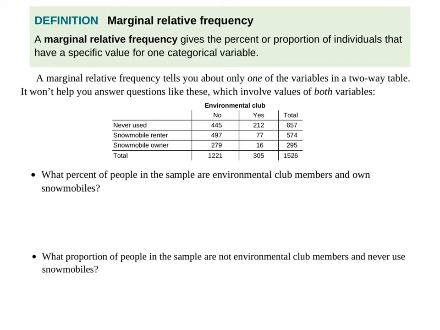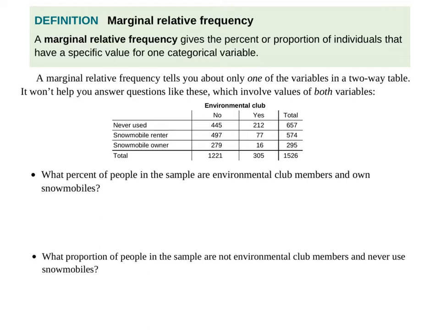The answers to the questions that we just found are what we call marginal relative frequencies. We talked about relative frequency tables before, and those are tables that have percentages or proportions in the table instead of just the frequency. When we introduce the word marginal, a marginal relative frequency gives the percent or proportion of individuals that have a specific value for one categorical variable. So the questions that we just answered were about what percent of people are in the environmental club and what proportion never use a snowmobile. That's one category. Marginal relative frequencies deal with one category that essentially lives in the margins. So that's these totals here or over here, and it's only for one thing.